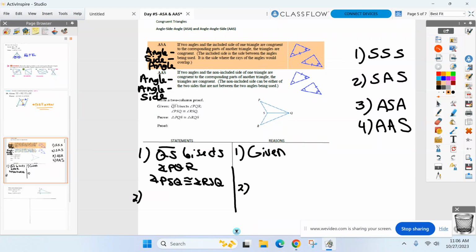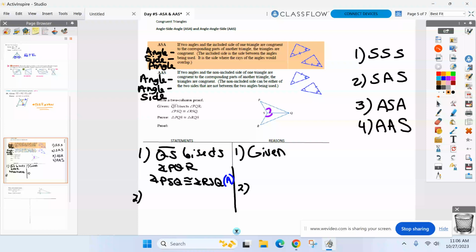Just be careful when you mark your diagram of PSQ being congruent to RSQ. Make sure it's these angles right here. All right, you ready? Everyone's got everything marked? First thing, and again, take it or leave it, I'm not offended if you don't do it. It just helps me keep track. This is a full pair of angles right there.